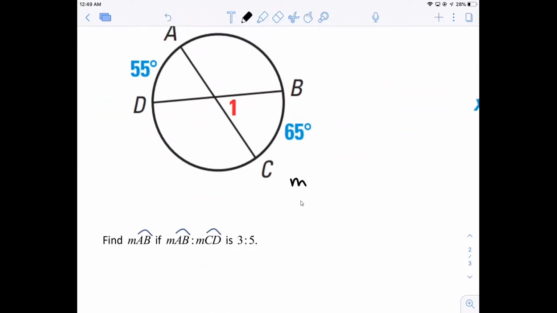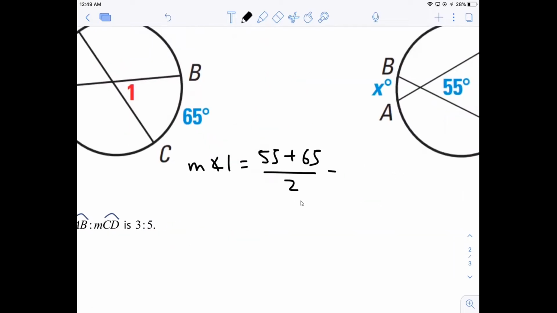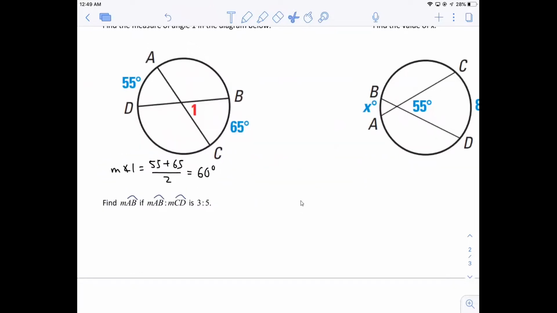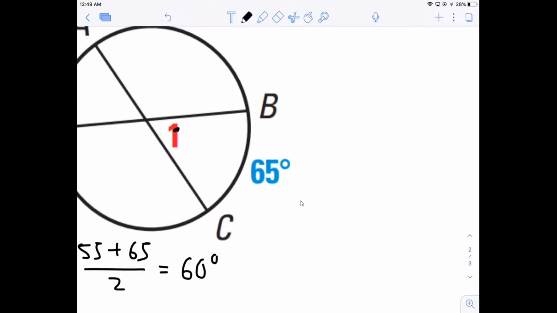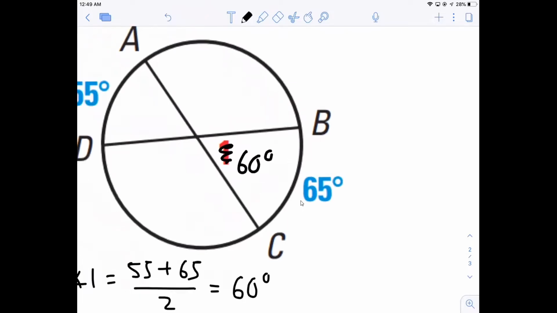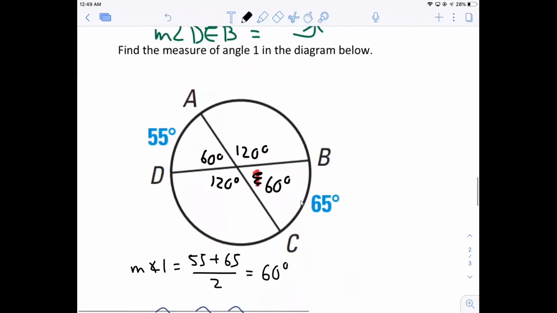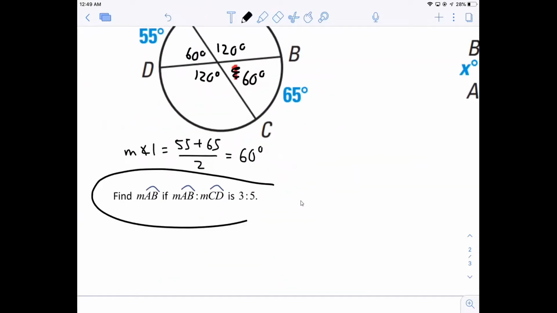So the measure of angle 1 is going to equal (55 plus 65) divided by 2. And what is that on top? 110 plus 10. 120 over 2 is 60 degrees. All right, so this is 60 degrees, which means this is also 60 degrees, which means that is 120, and that is 120. So we need that for the second part, which is a little more interesting.